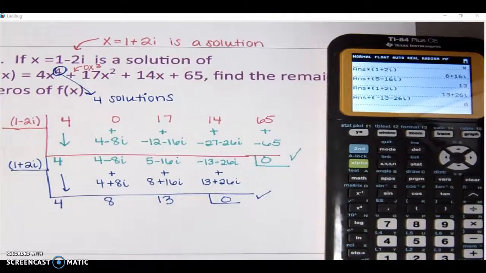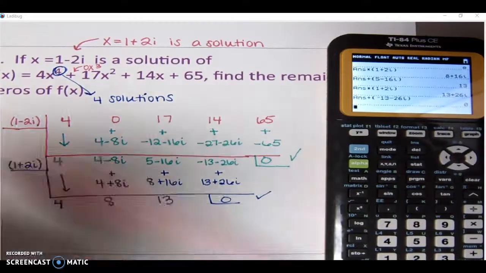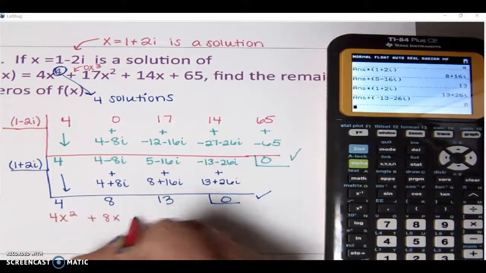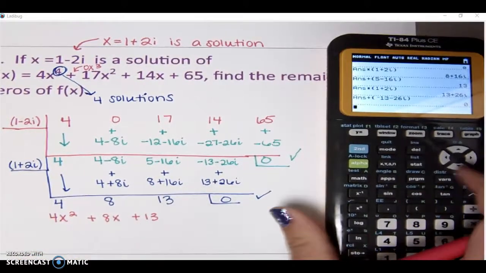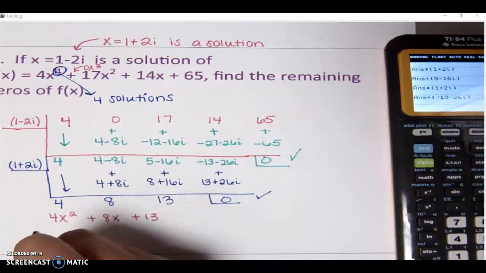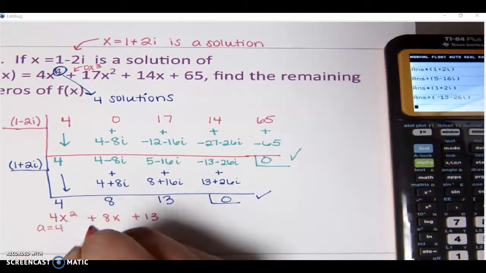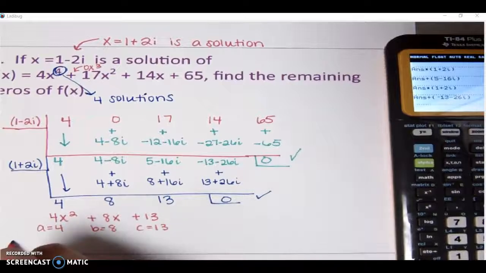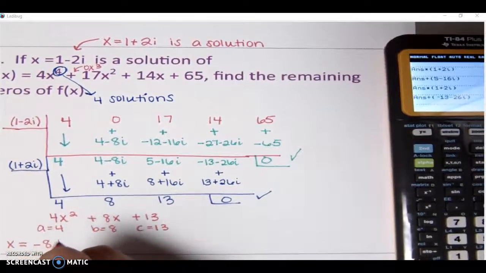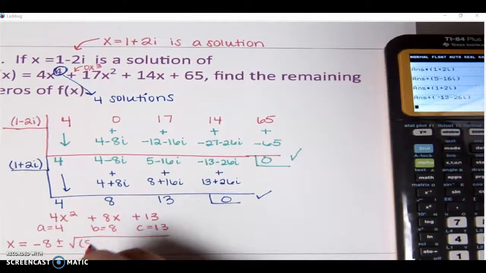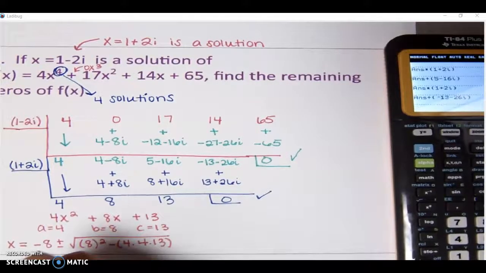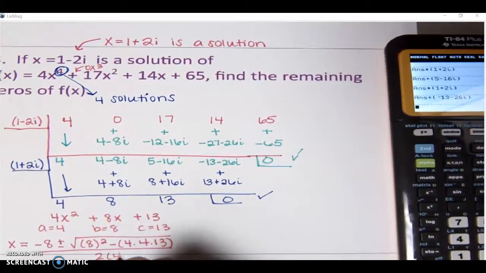Okay? So what we did here is we already knew these were solutions. We just took them out using our synthetic division. So now, look, we have a quadratic left. And now we can use the quadratic formula. So we're going to have a is 4, b is 8, and c is 13. So we're going to have x equals negative 8 plus or minus the square root of b squared minus 4 times a times c, all over 2 times a.